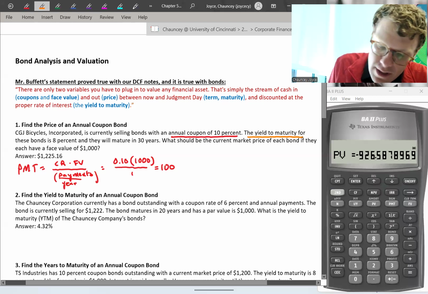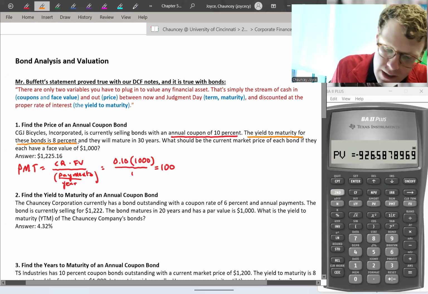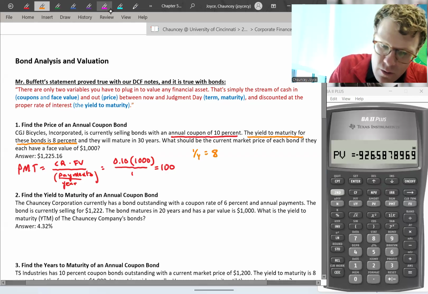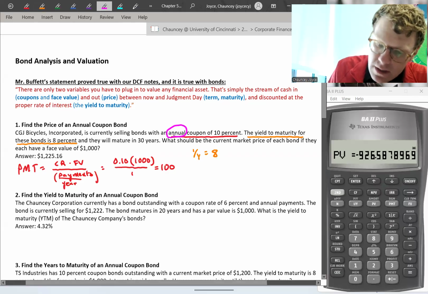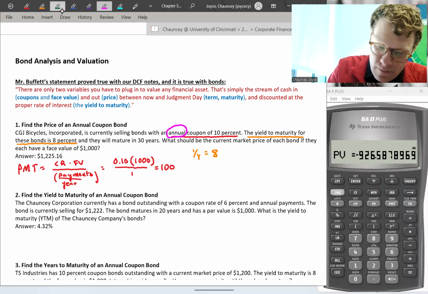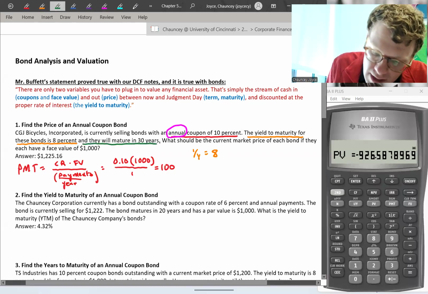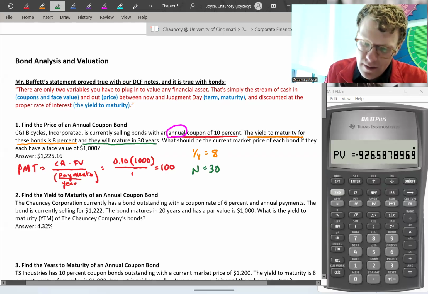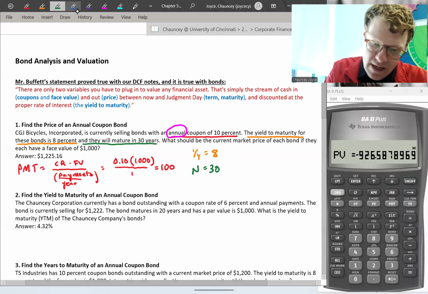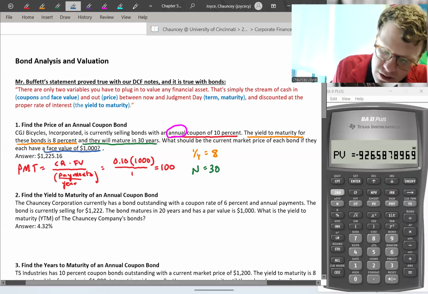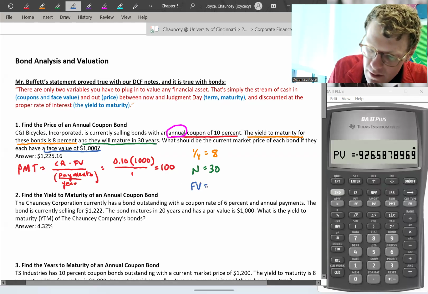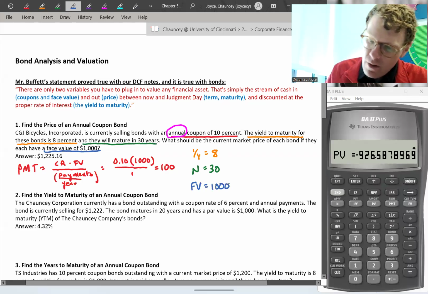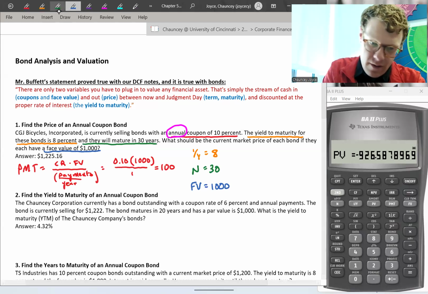The yield to maturity, that's your discount rate for bond valuation, is 8%. So your I/Y is just 8. These are annual bonds, so there's no need to divide that by 2. They mature in 30 years, so your N is 30 periods until maturity. What's the current market price if they each have a face value of 1,000? So your face value is the future value that you receive at the end, and that's 1,000. So now all we need to do is compute for the present value.